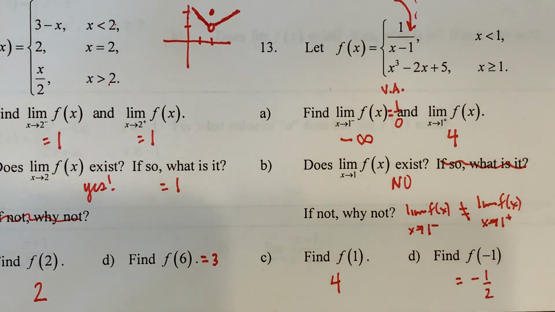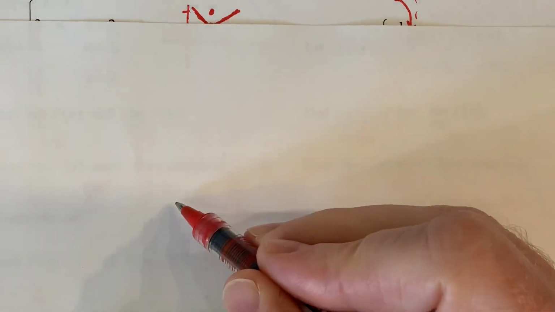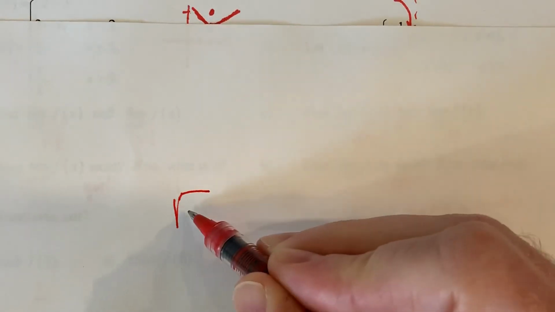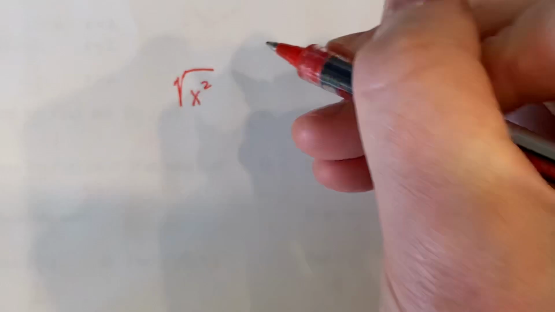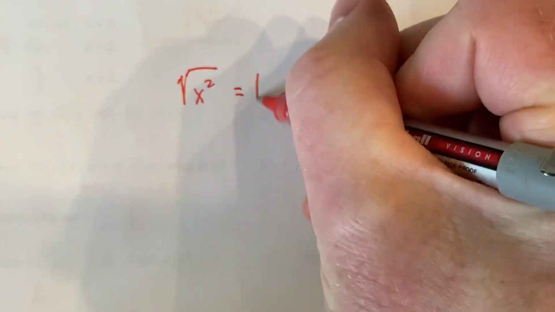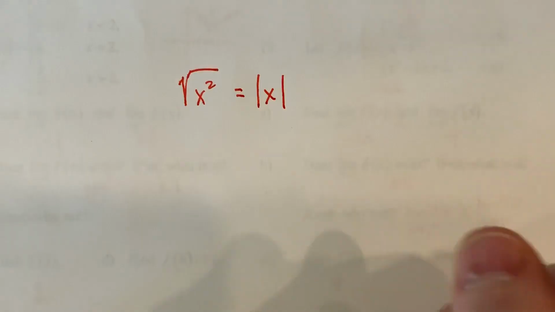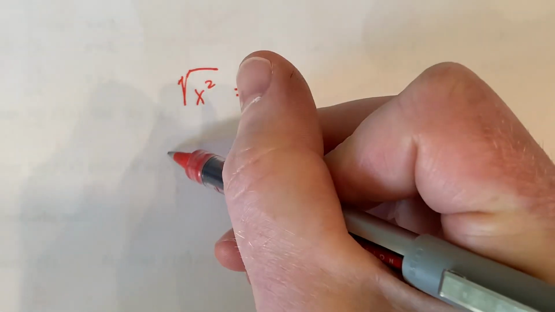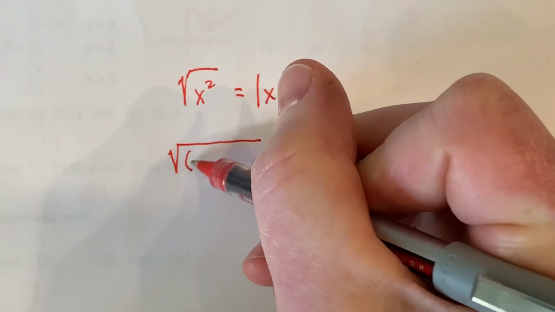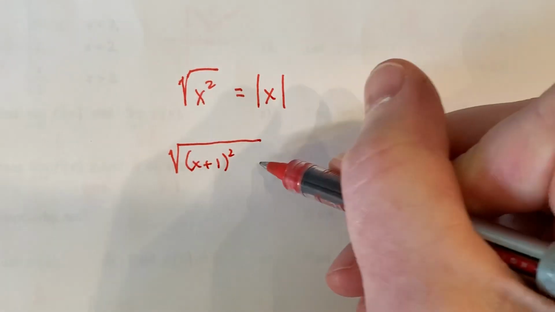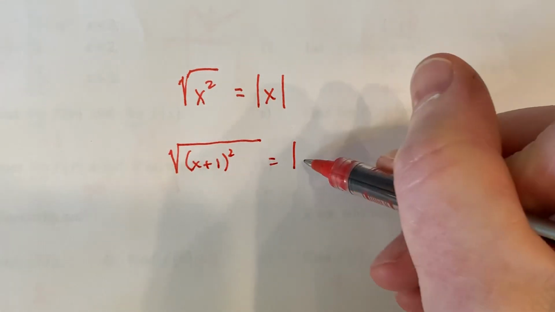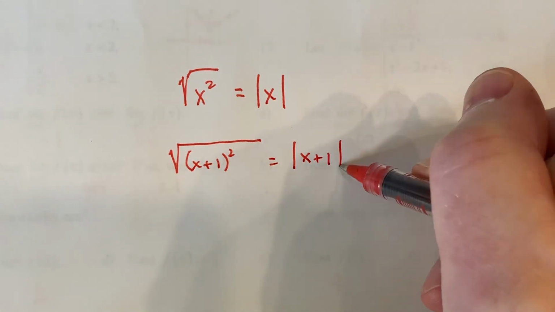So here's the first one. And I need to talk about something that you learned, and that is, what does the square root of x squared mean? A lot of people make the mistake of thinking that the square root of x squared is x. But we have hammered in that the square root of x squared is the absolute value of x, okay? I could also say things like, well, what's the square root of x plus 1 squared? And hopefully you'll say it's the absolute value of that x plus 1, all right?